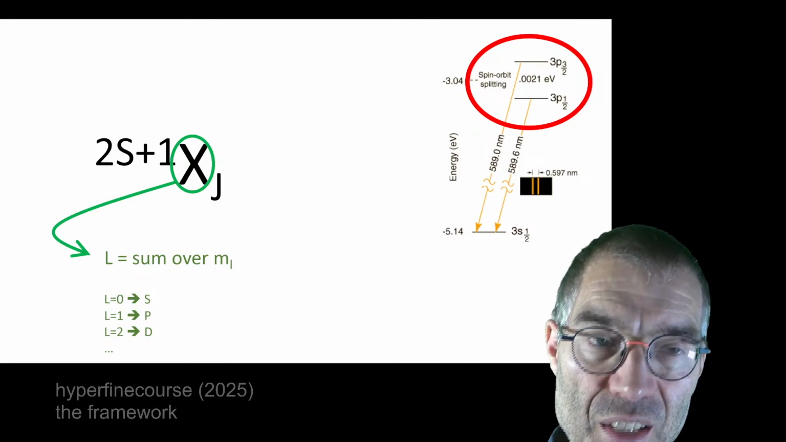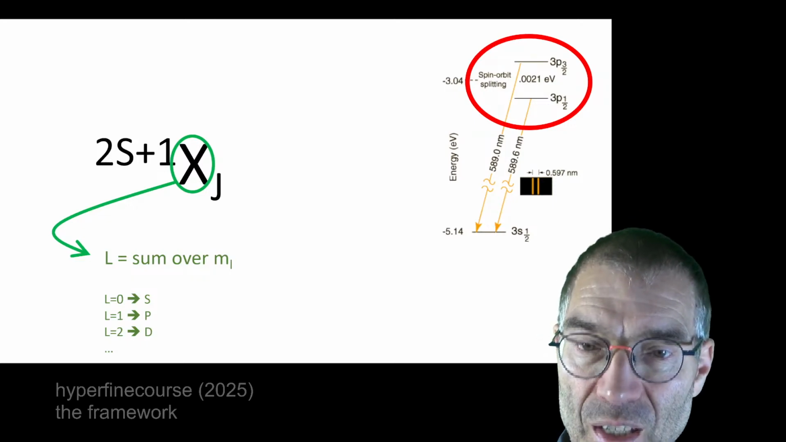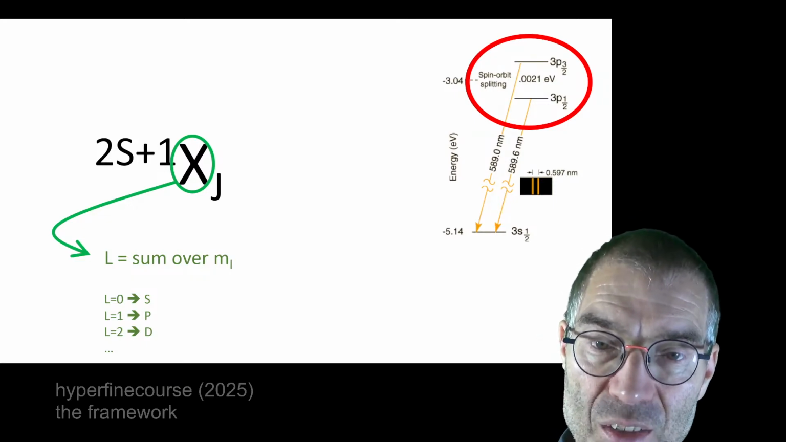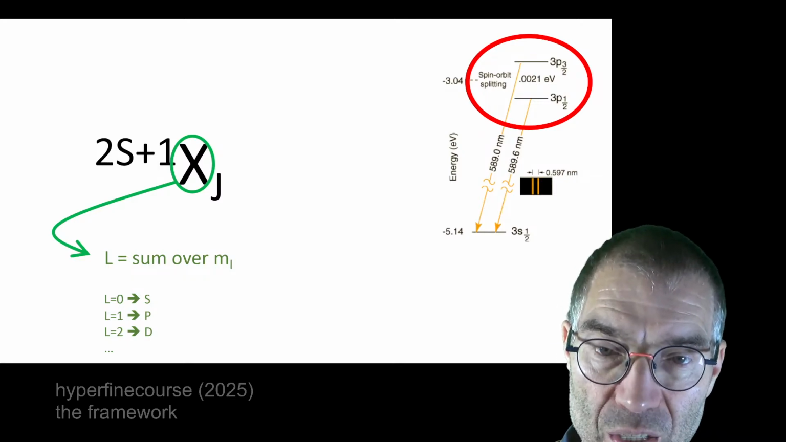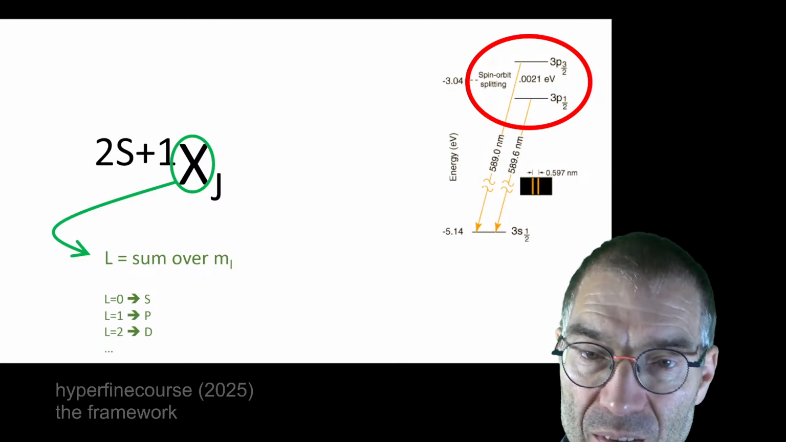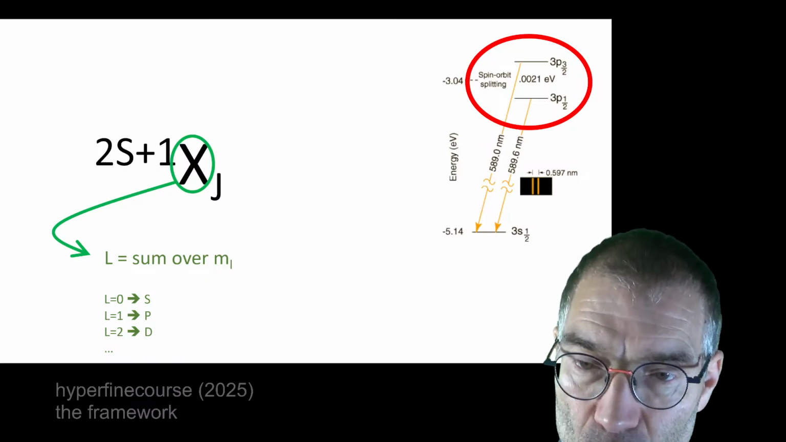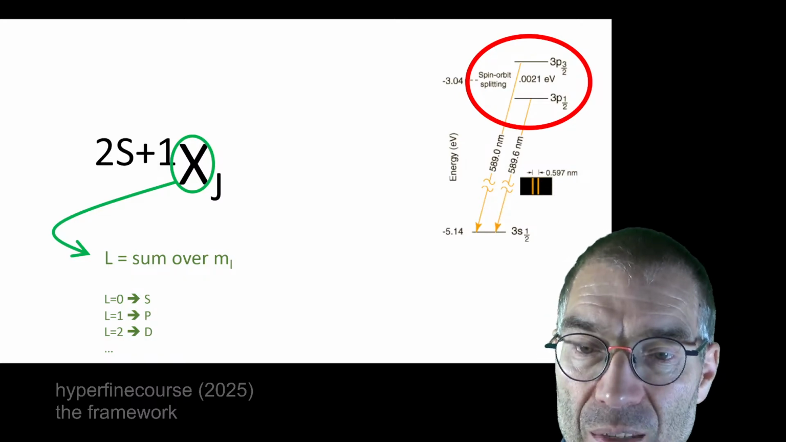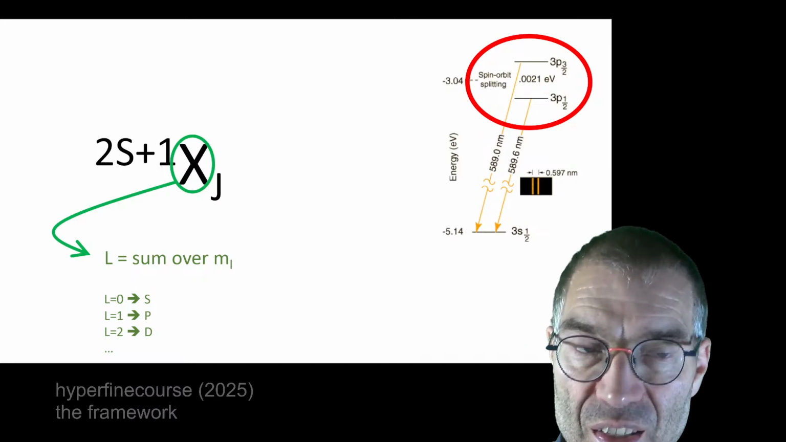If that single electron is excited to the p orbital, then its ML is 1. And that can be 1, 0 or minus 1. We have only one electron, so the ML in absolute value must be 1. If you sum over them, it's p. So the total L is 1, so we denote this as p.